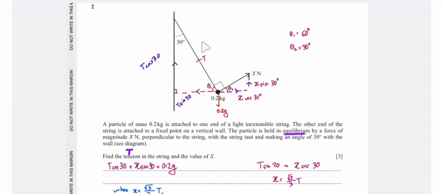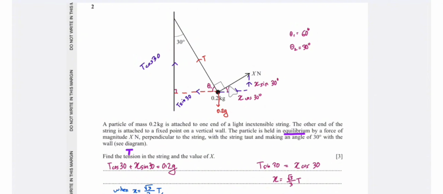So this is our tension, and if we break the force into its components, then it would be T sin 30, that is the opposite, and T cos 30, that is the adjacent. And x, if we break x into its components, then what would be this angle?